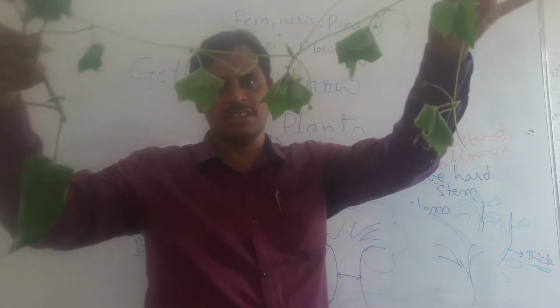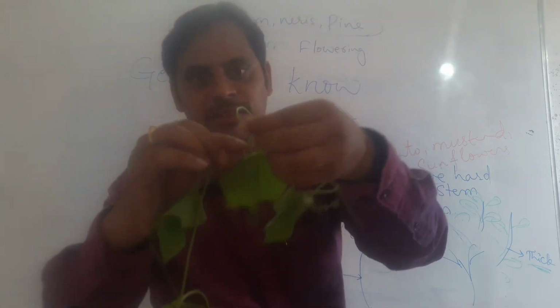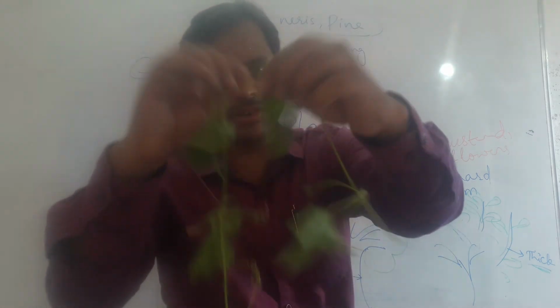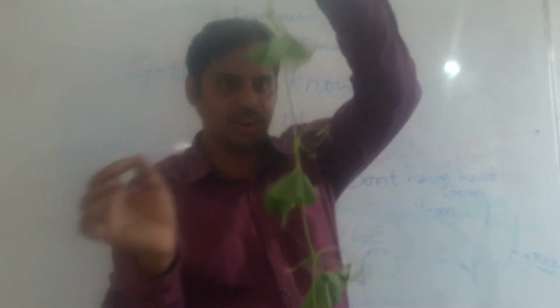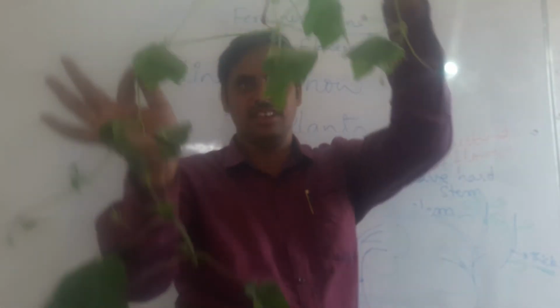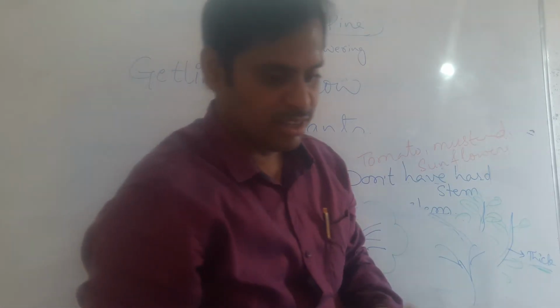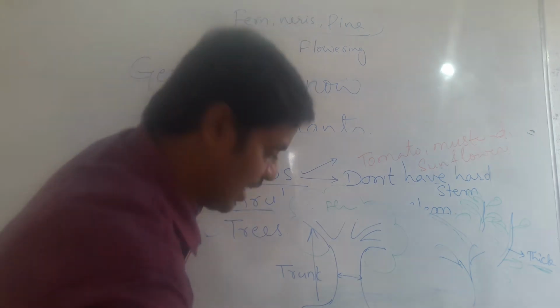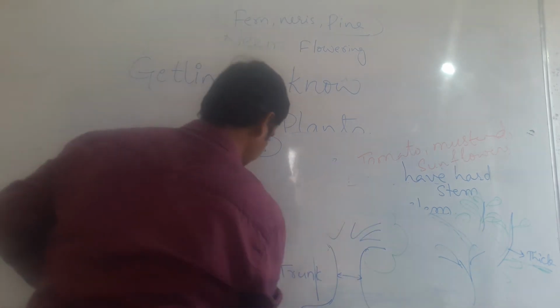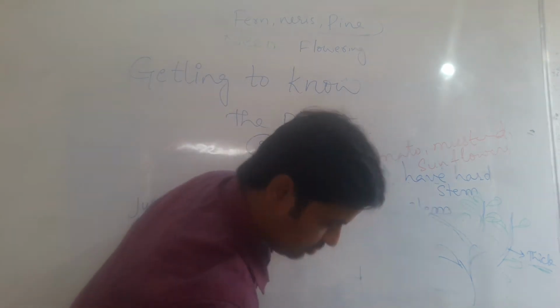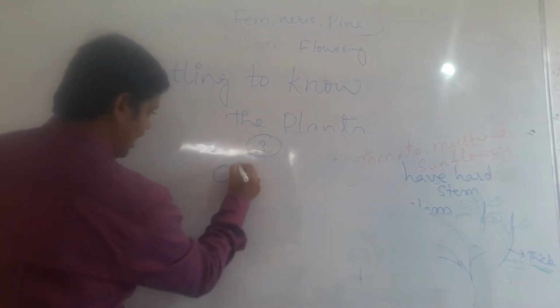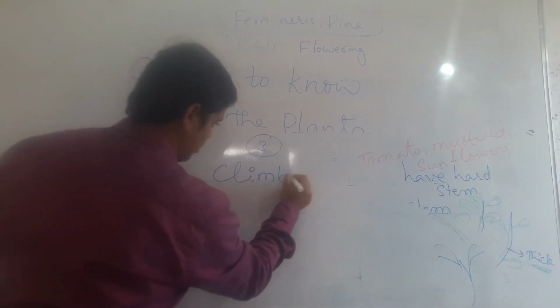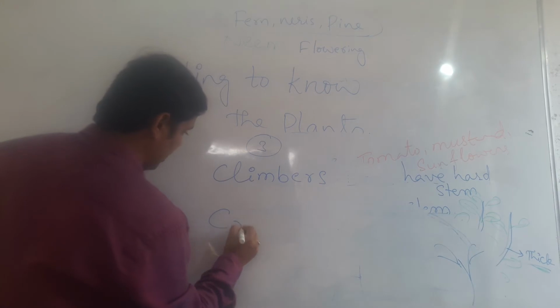But what about this? It has a very delicate stem. I can twist it, and it can't stand strong. See, it is falling down. So what kind of plant is it? Right. So the two kinds of plants are, number one, climbers, and number two, creepers.